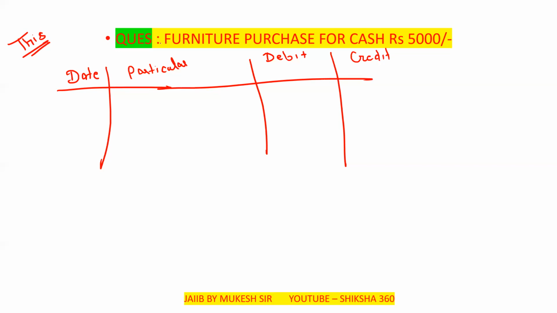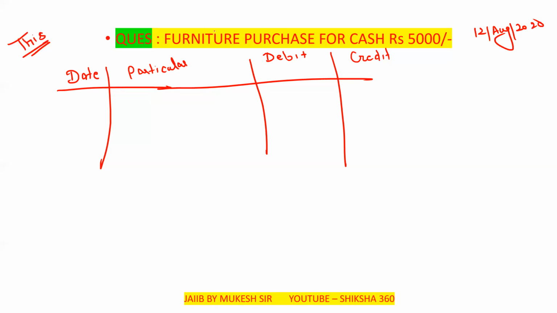Like here, they're mentioning the date, we can say 12th of August 2020, furniture purchased for cash for rupees 5,000. Clear? So this thing was to be done on 12th of August. So how can we represent it? First of all, we have to find which account is to be debited and which account is to be credited.